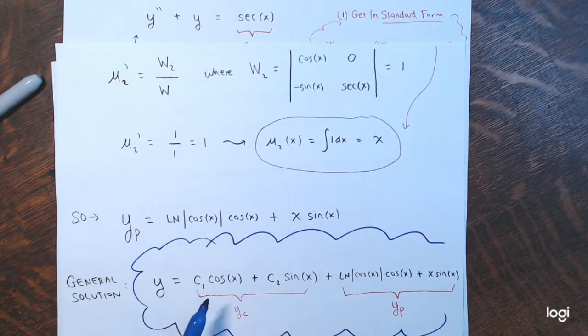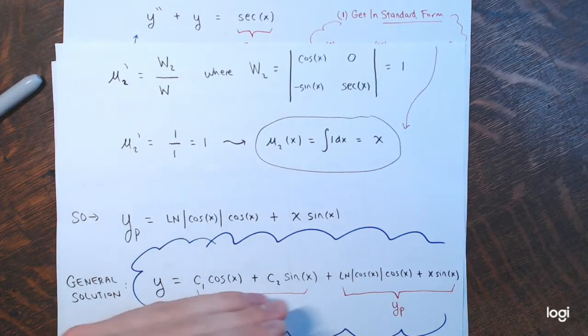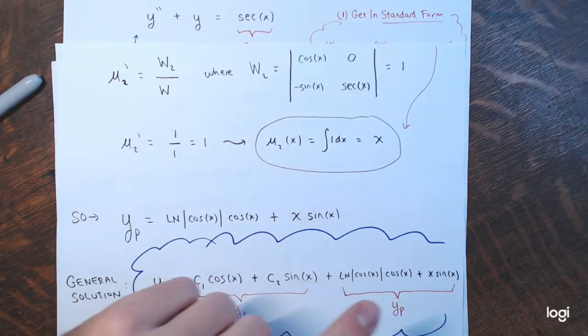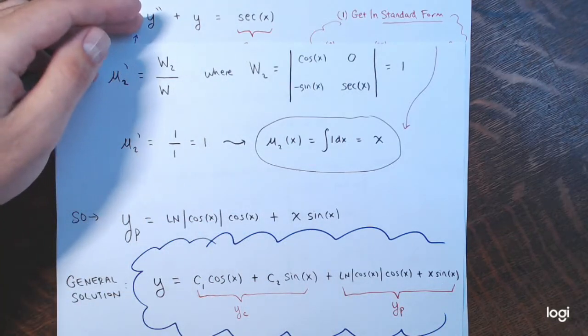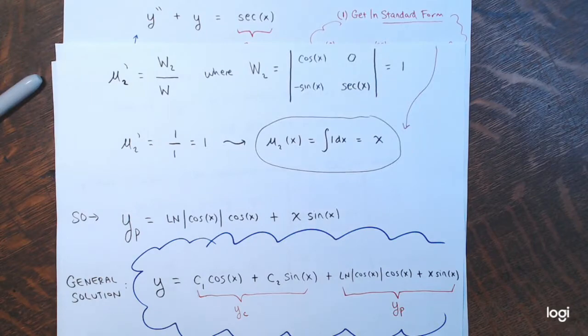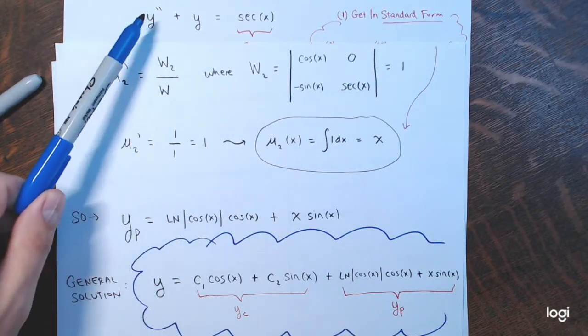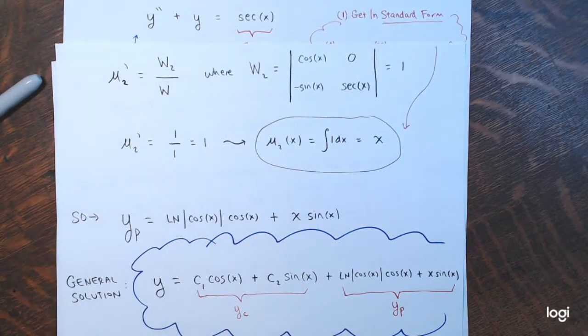And this should work for any choice of C1 and C2. I'll leave it to you to verify it. I don't feel like going through that here, but if you take the first derivative of this, second derivative of this, and then substitute, the equation will be a true statement. This y double prime plus y equals secant x.